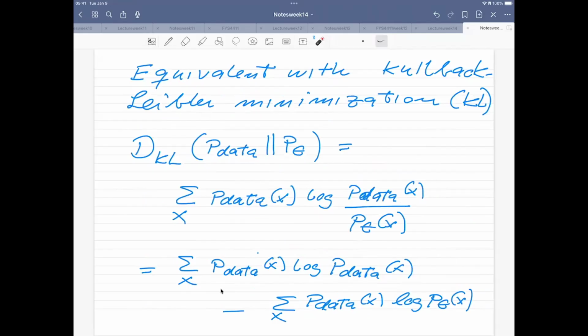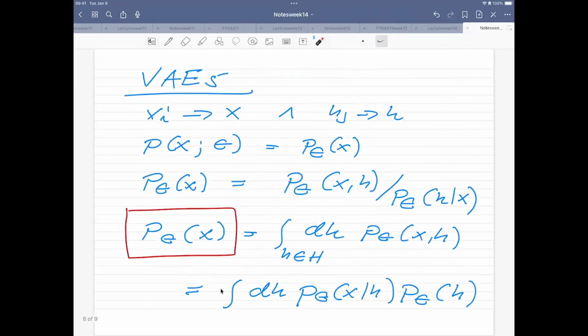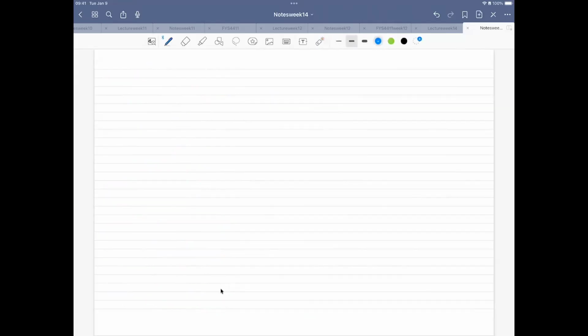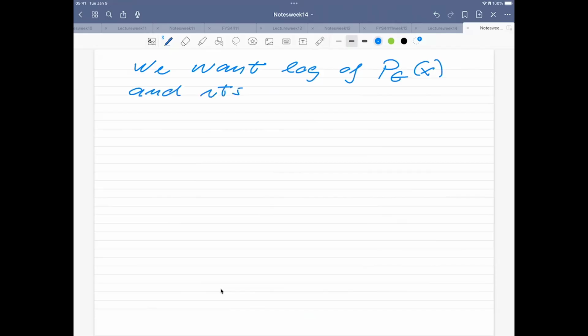For Boltzmann machines, we had this contrastive divergence between the two terms. Here we're going to get a slightly different equation. So let us just go through them. If we now look at the derivation of the VAE equations, we want the log of p of x of theta and its gradient. So let's do the log first.